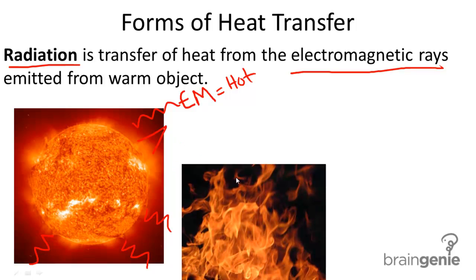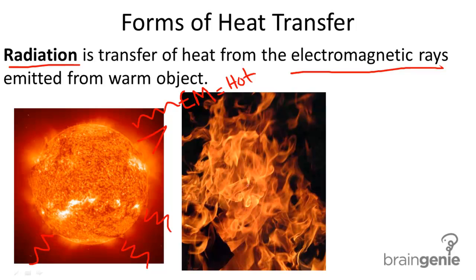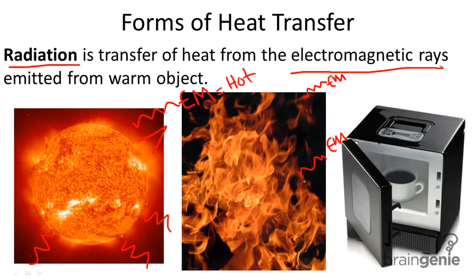Another example of radiation is if you put your hand not touching a fire, but kind of close to a fire, the fire itself is also emitting rays. These are electromagnetic rays again. And that's another form of heat transfer. Lastly, a form of radiation that we use every day, or at least I do, in cooking food or making food, is in a microwave. Microwaves send microwaves, which are electromagnetic rays, to heat up the content inside the microwave.